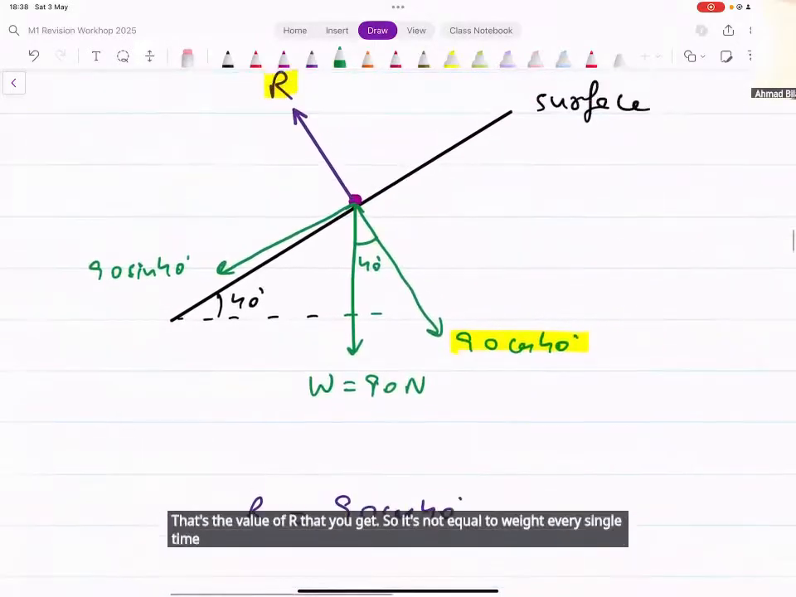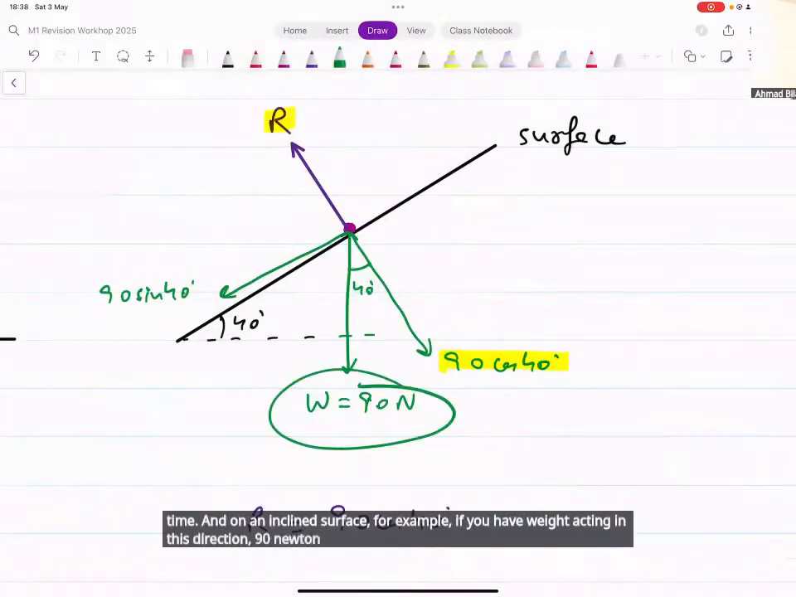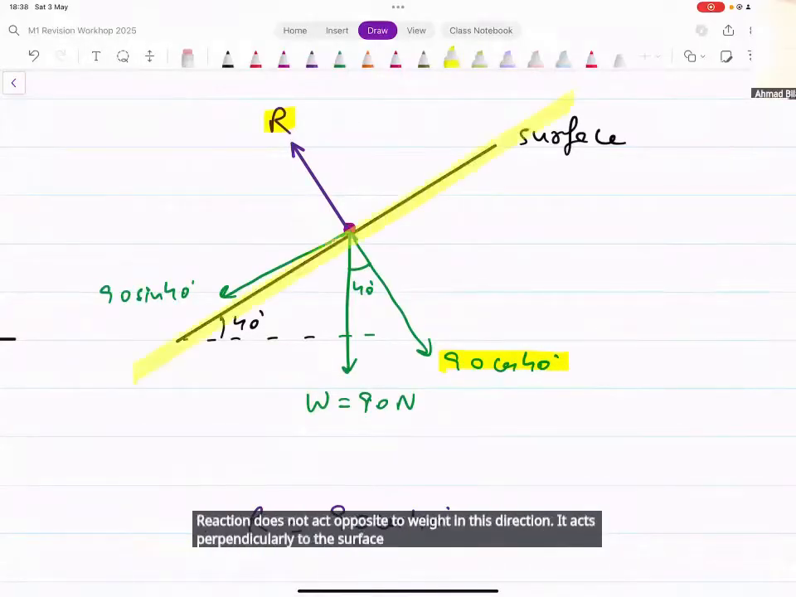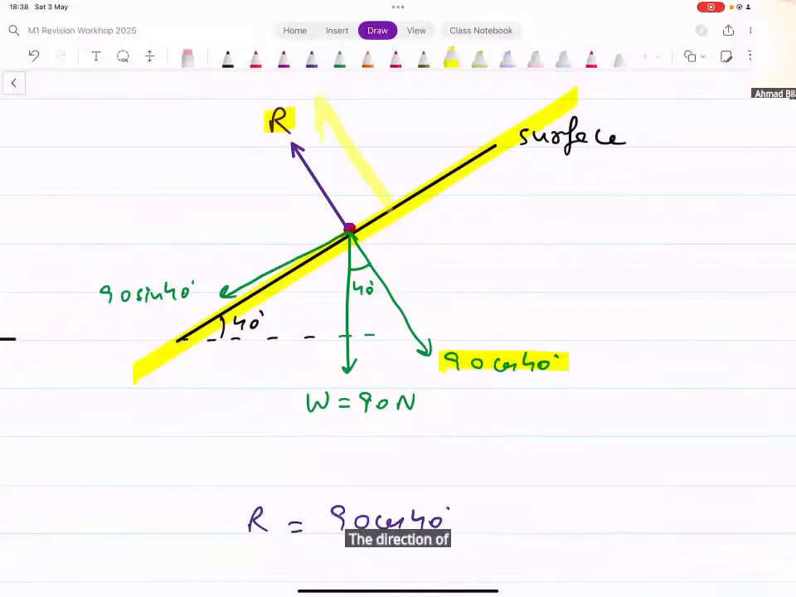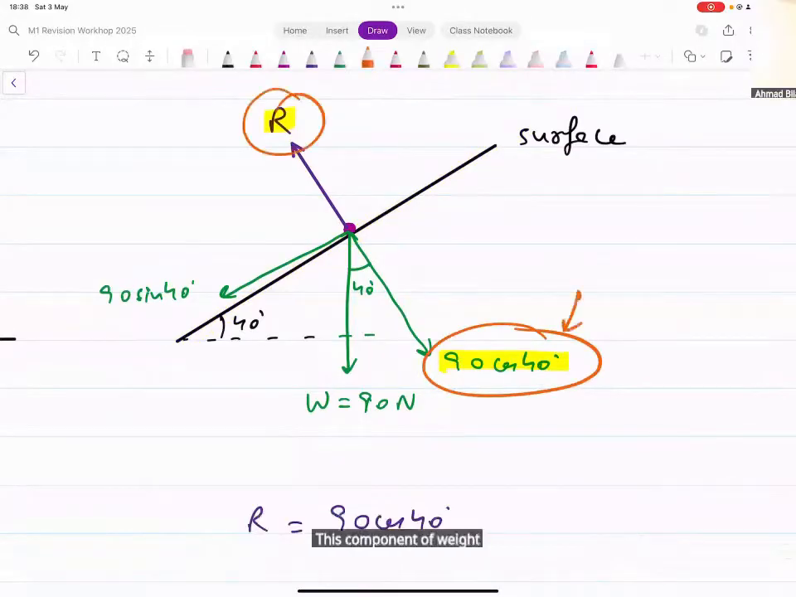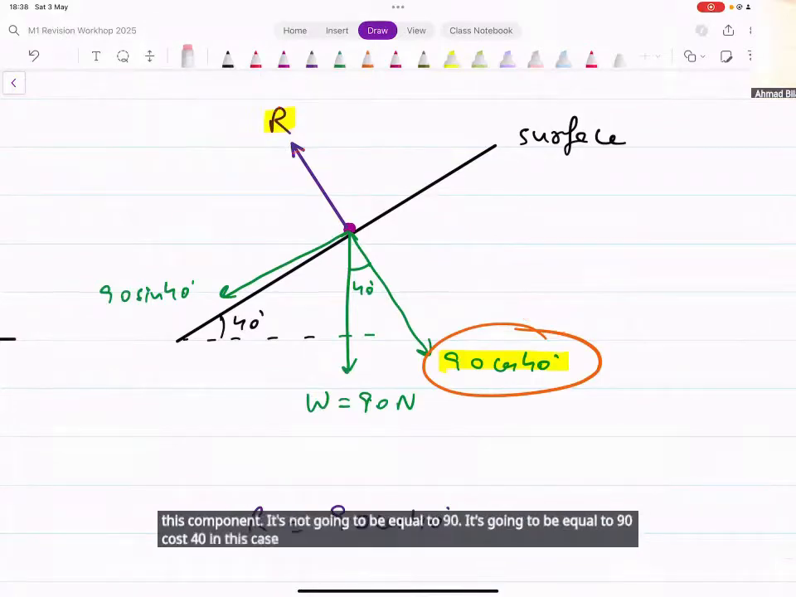And on an inclined surface, for example, if you have weight acting in this direction, 90 Newton vertically downwards, where does reaction act? Reaction does not act opposite to weight in this direction. It acts perpendicular to the surface. Now the surface is inclined like this. The direction of reaction is going to be this. Okay. And what is that going to be equal to in this case? This component of weight, 90 cos 40, reaction is actually going to be equal to this component. It's not going to be equal to 90. It's going to be equal to 90 cos 40 in this case. So in this case, you can see it's not equal to weight and it's also not opposite to weight.